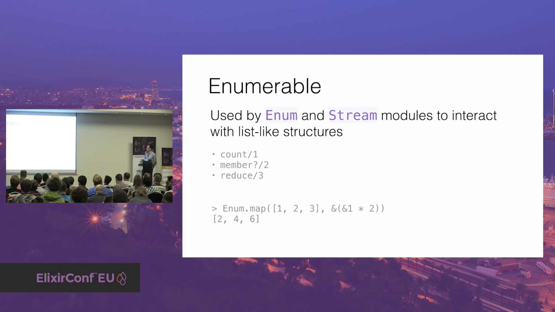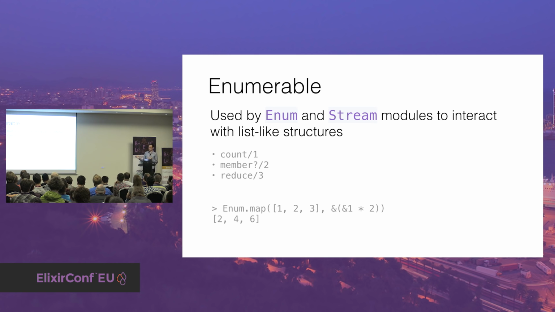And the last one is the Enumerable protocol. I think this is one of the coolest protocols. It's used by the Enum and Stream functions, those modules that iterate over things. To implement the Enumerable protocol for your own data type, all you have to do is implement these three functions: count, member, and reduce. And this will let you have your custom data type interact with all of the Enum and Stream functions.